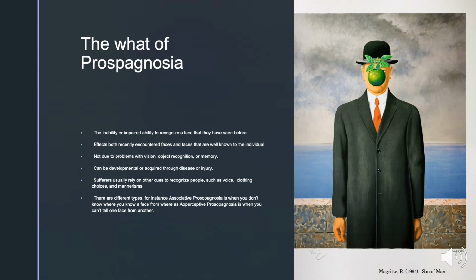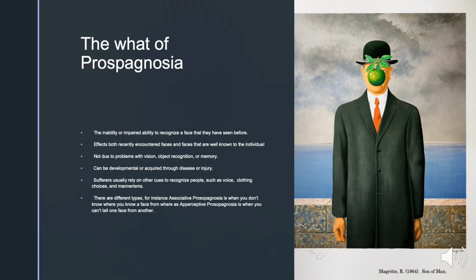Prosopagnosia is defined as the inability or impaired ability to recognize a face that a person has seen before. This affects both recently encountered faces and faces that are well known to the individual. It's not due to problems with vision, object recognition, or memory. It can be developmental or it can be acquired through disease or injury. Sufferers usually rely on other cues to recognize people, such as voice, clothing choices, and mannerisms. So if you know somebody with prosopagnosia and you change your hairstyle, they might not recognize you.